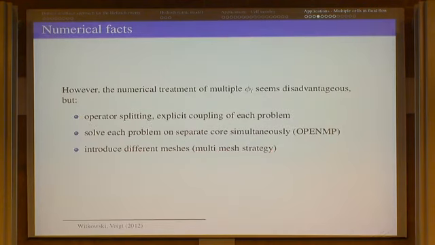Here are some numerical facts, because the introduction of different phase field variables seems disadvantageous. It's clear, but what we use first is an operator splitting approach, meaning we solve each problem separately, and then we can use an OpenMP parallelization. So each problem is solved on a different core, and we also use different meshes. That means we only refine at the interface for one cell, and create a mesh which is only related to that cell.